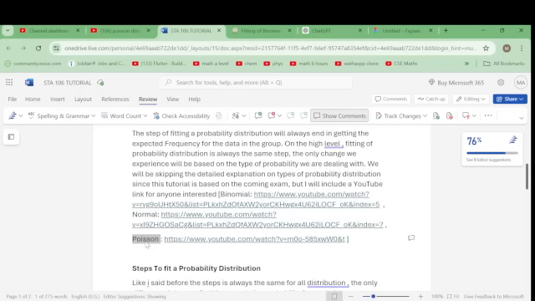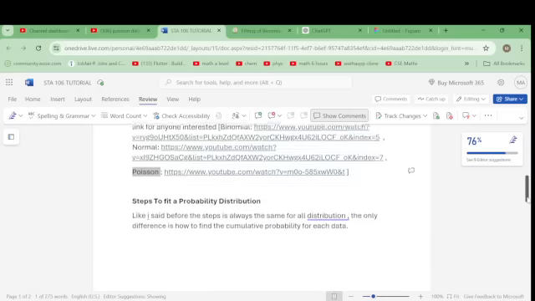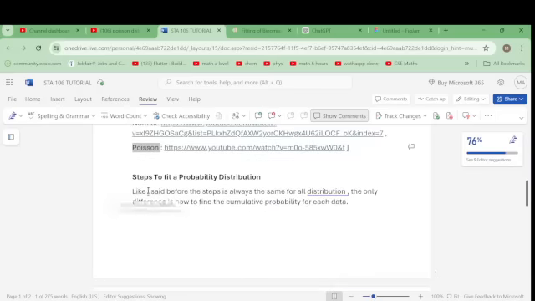When we say we have two males coming in every 5 hours, or two students coming in every two days, when you see something like every 2 days, per day, per month, per something, that's Poisson. So now, steps to fit a probability distribution.